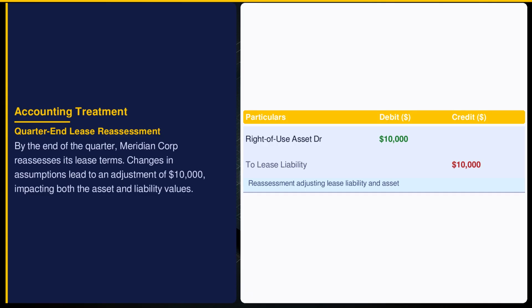For Meridian Corporation, this $10,000 adjustment reflects evolving financial realities, ensuring that asset and liability figures remain accurate and up to date in the balance sheet.